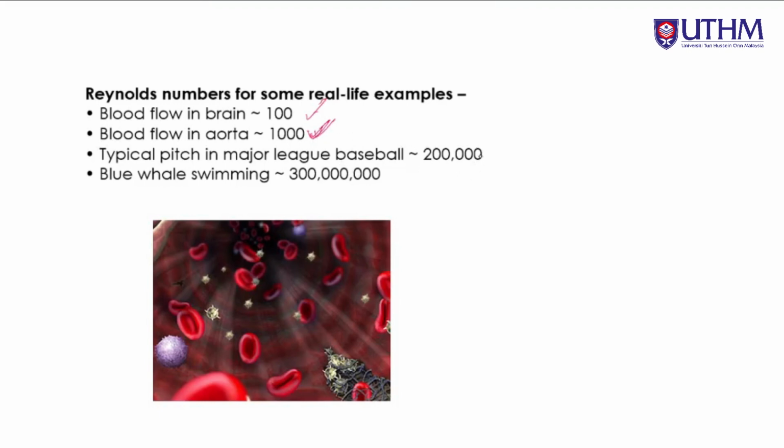Okay, and then let's say for a typical pitch in a major league baseball, more than 200,000 Reynolds number, in which it is already turbulent flow, and then 300 million Reynolds for a blue whale swimming in the sea. Okay, this is already considered turbulent. Okay, this one is laminar.